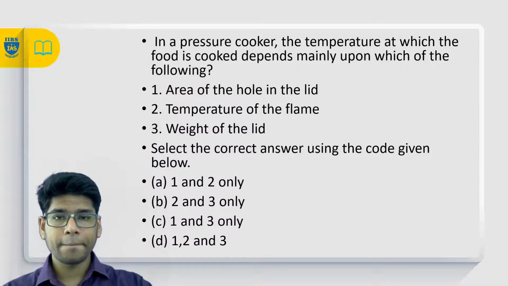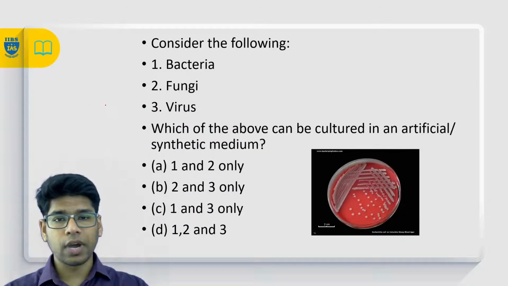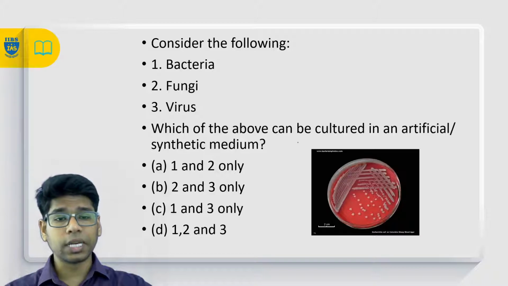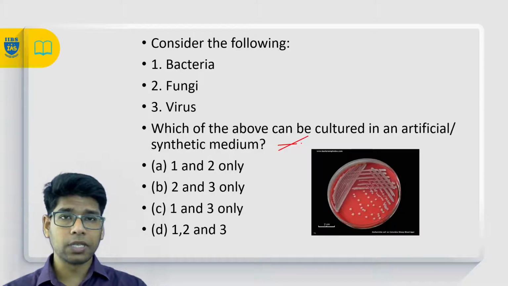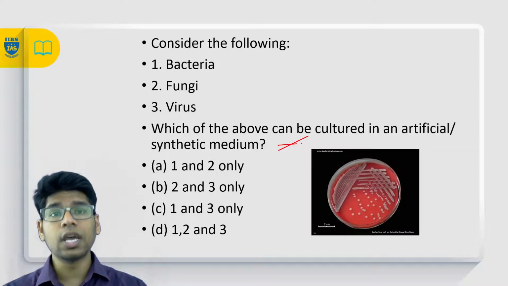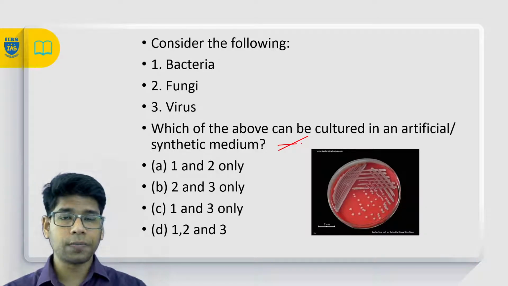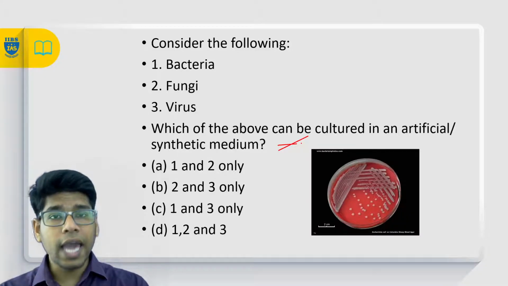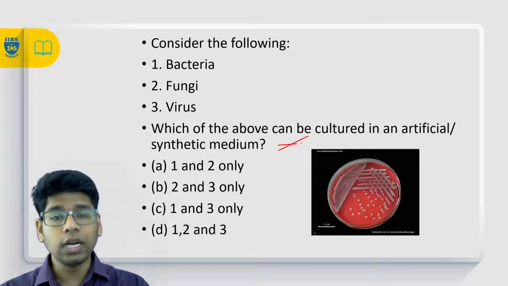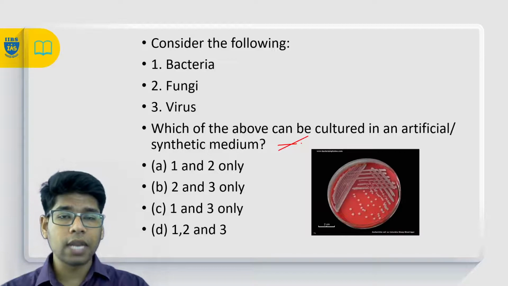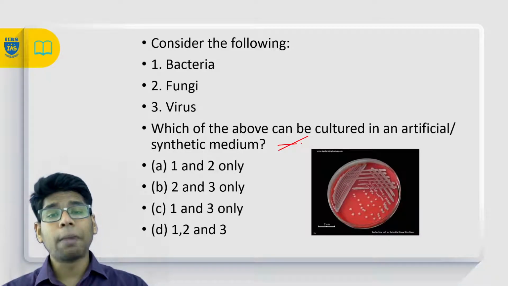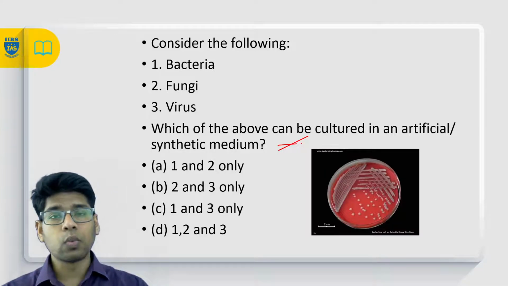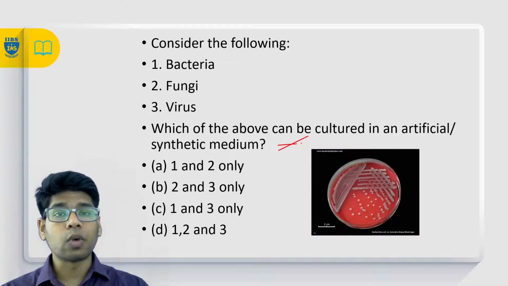The next one, consider the following: bacteria, fungi, and viruses. Which of the above can be cultured in an artificial synthetic medium? An artificial synthetic medium is something where we provide the carbon source, nitrogen source, oxygen source, and hydrogen source. All these four sources are given to the organism synthetically, so that the organism can grow. So which of these can grow in the artificial medium? The bacteria and fungi can grow in the artificial medium, whereas the viruses need a living host for survival.